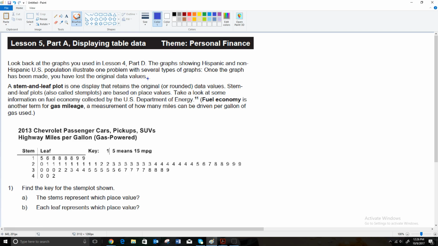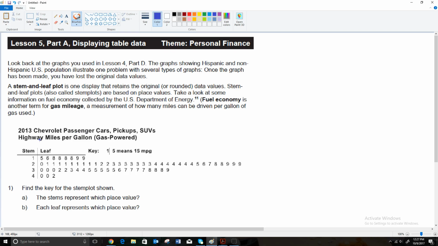So we're going to look at some information on the fuel economy. This says it's collected by the U.S. Department of Energy, and fuel economy is just a fancy word for your gas mileage, how many miles per gallon a vehicle uses. In this case, we have the 2013 Chevy passenger cars, pickups, and SUVs, and their highway miles per gallon. And this is only for gas-powered vehicles, of course. Anything that's not just a standard gas-powered vehicle would not really fit with this other data.